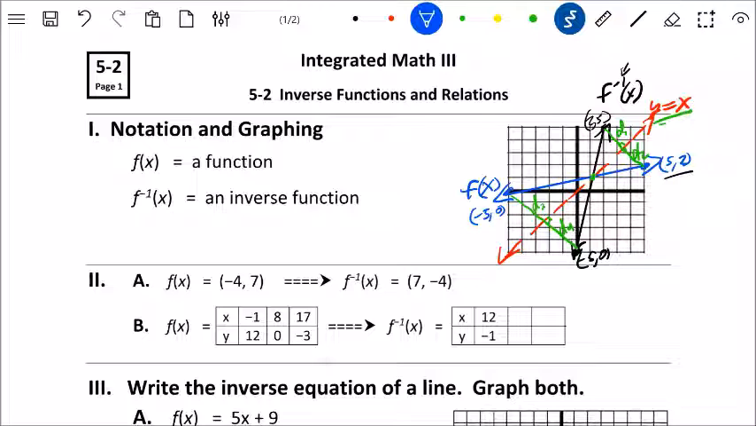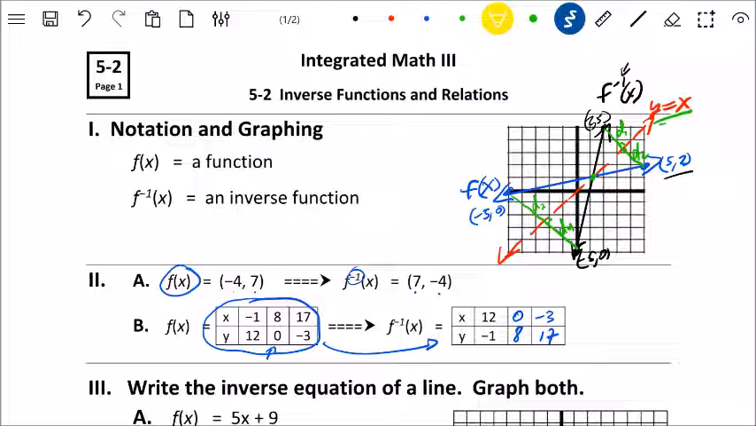So take this function of x, if that's -4 and 7, then the inverse function is 7, -4. So a table of values would literally change so that this would become 0 and 8 instead of 8 and 0. And this one would be -3 and 17. And that would be the inverse function when the x's become the y's and the y's become the x's.